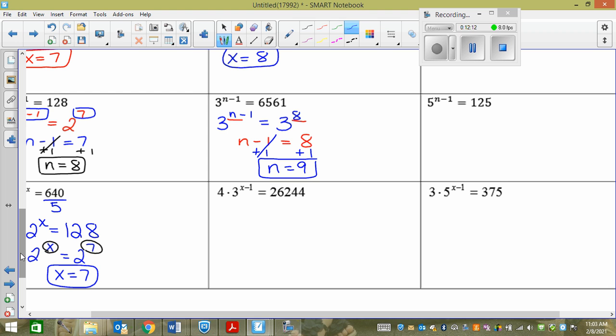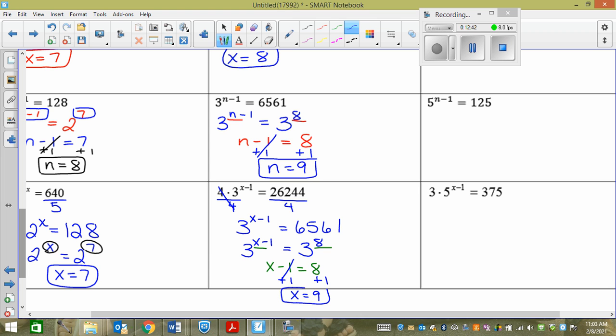So, we're not going to put those together. We're going to divide by the 4. And surprisingly, you're going to realize it equals 6,561, right? Which is the same as 3 to the 8. And then we can say x minus 1 equals 8. Add 1. X equals 9. You try the third column.